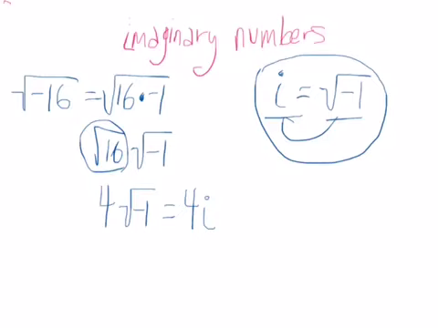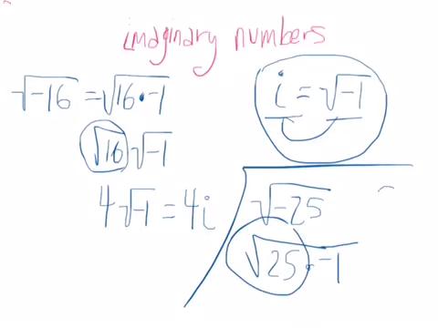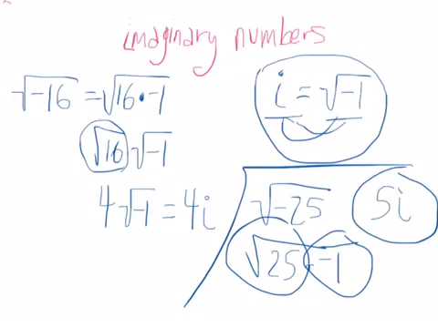Let me do another one similar to this. If I had, for example, the square root of negative 25, I'm going to split that up. I'm going to think about it as the square root of 25 multiplied by negative 1. The square root of 25 I can do, that's a 5. The square root of negative 1, what is it? Well, it's i. So 5i. And that 5i is, again, a number. It's just an imaginary number.